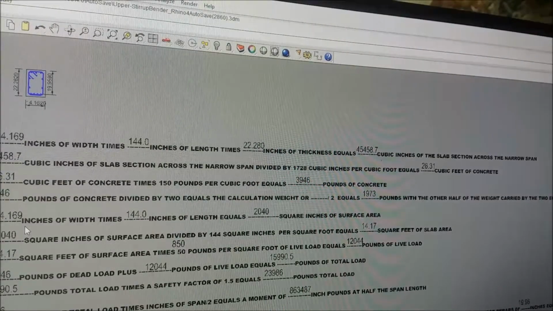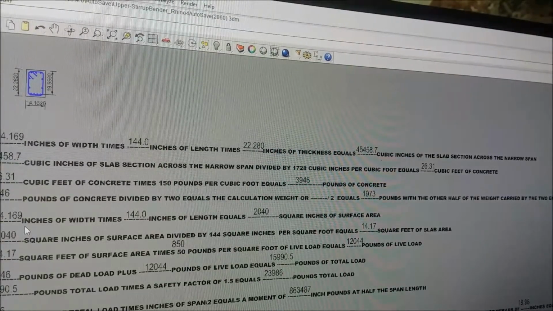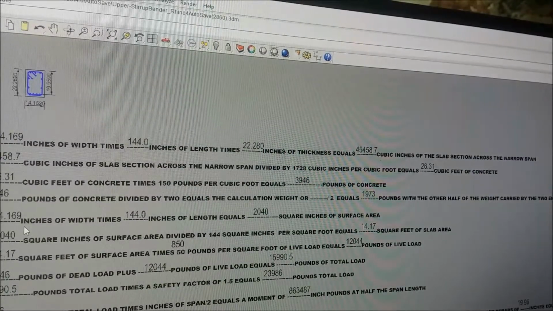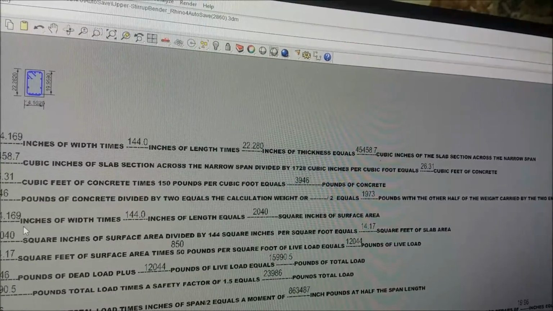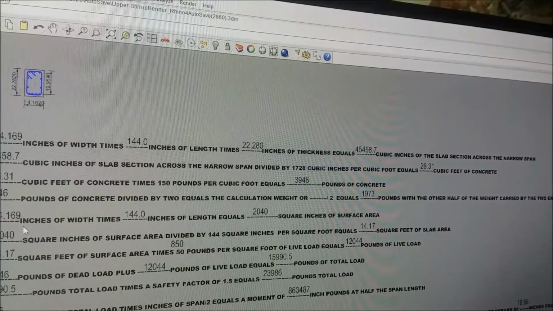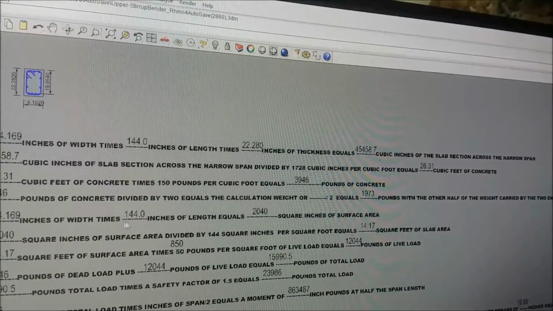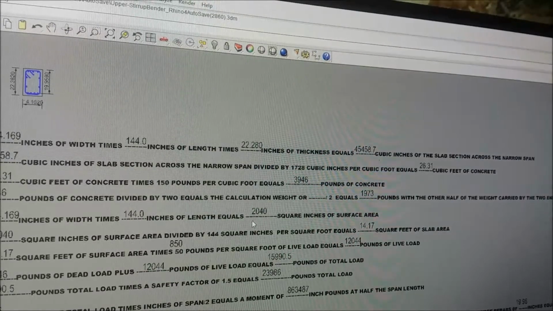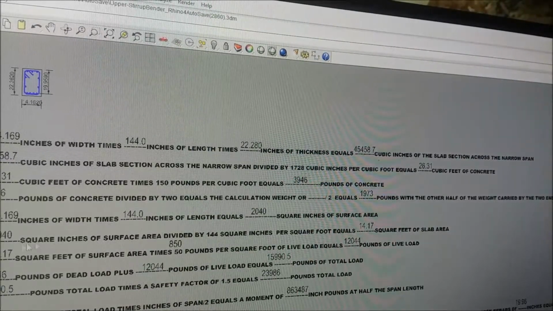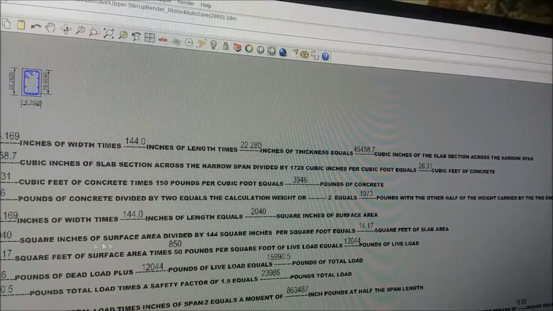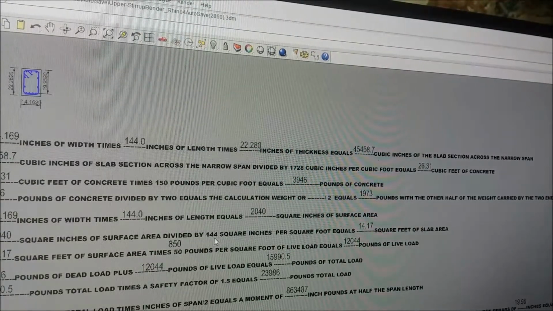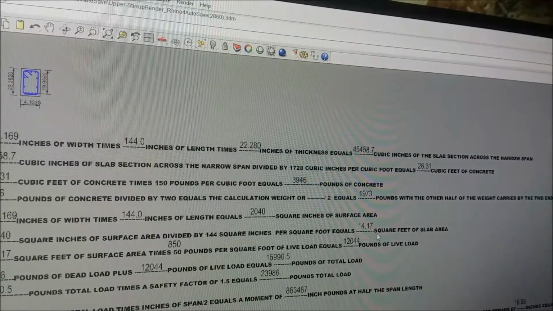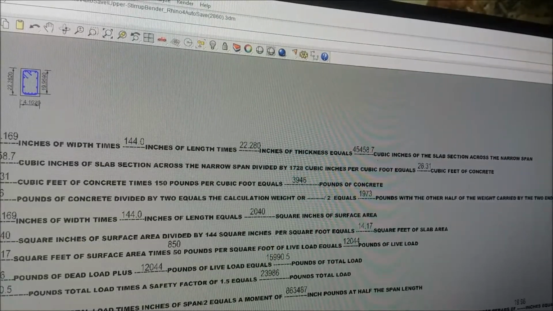Now we're going to do the surface area, because that's what we're going to put our load on, is the part that's on the top. 14.169 inches of width times 144 inches, that's 12 feet, of length equals 2,040 square inches of surface area. 2,040 square inches of surface area divided by 144 square inches per square foot equals 14.7 square feet of slab area.